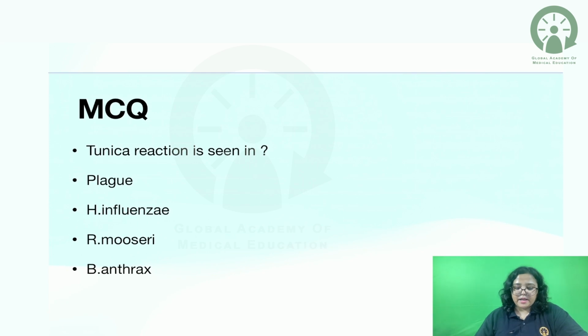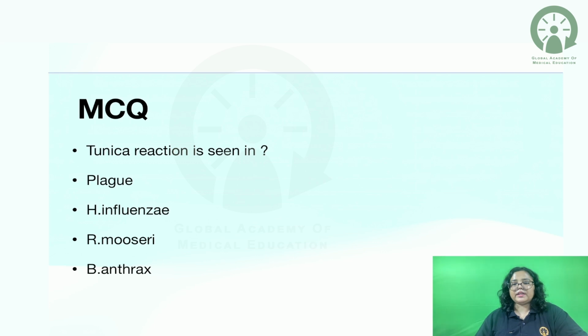Now, Tunica reaction. It is seen in plague, Haemophilus influenzae, Rickettsia mooseri, and Rickettsia anthrax. So this is Rickettsia mooseri, the answer. I have not discussed it previously. Rickettsia mooseri is named after the discoverer Neill Moser, who discovered Rickettsia typhi.